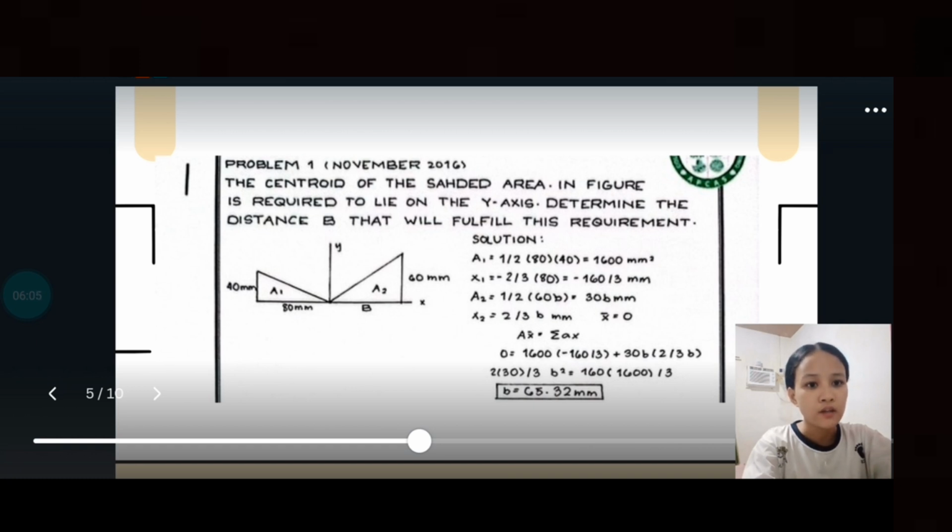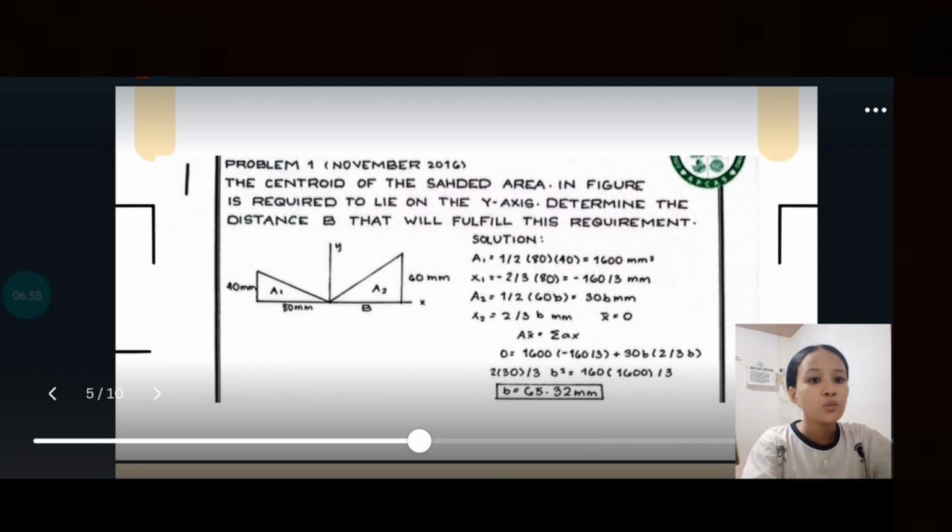Then we need to get the other side, which is the A2 and x2. For A2, our given is 1 half times 60 times b, which is the unknown, is equal to 30b millimeters squared. Then x2 is equal to 2/3 b millimeters. Then the summation of Ax is equal to 0, so 0 equals our A1, which is 1,600, times our x1, which is negative 160 over 3, plus our A2, which is 30b, times our x2, which is 2/3 b.